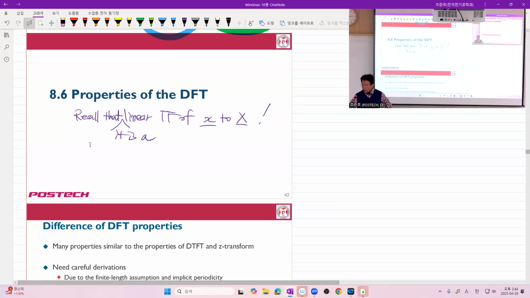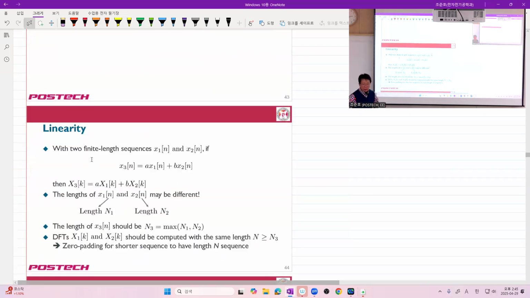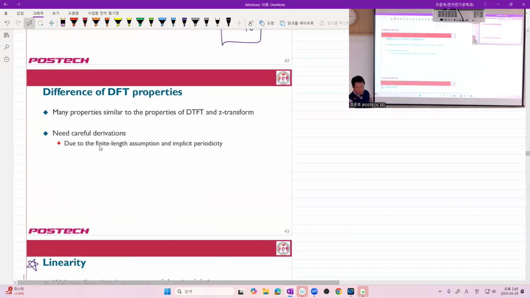And what you need to remember is that first, DFT is what? A linear transformation of a vector to the same length vector. So DFT is a linear operator. And that is shown here, linearity. Okay. And also our textbook and slide says that it's different from DTFT.